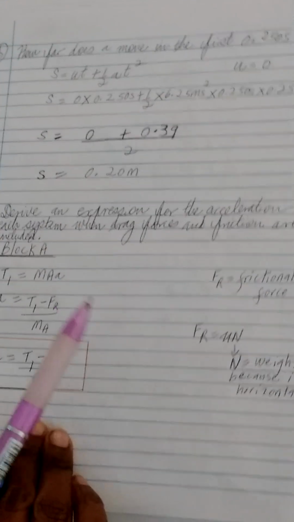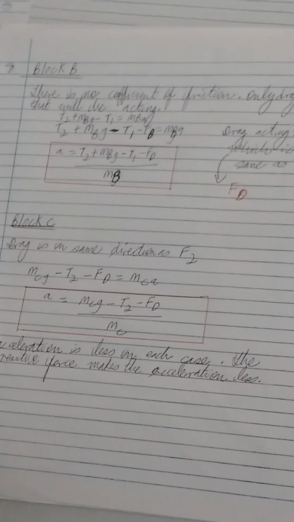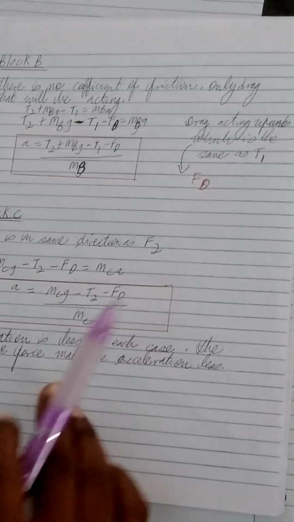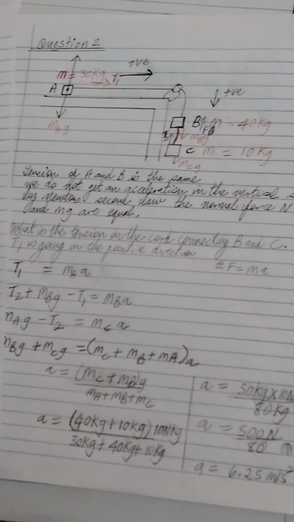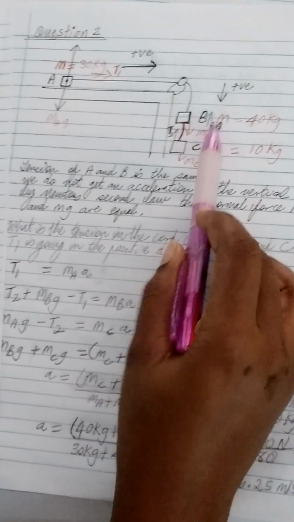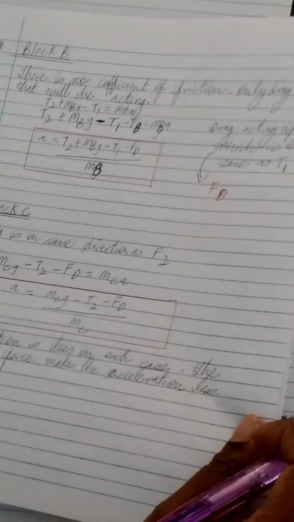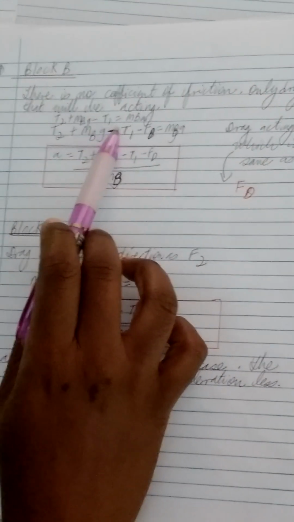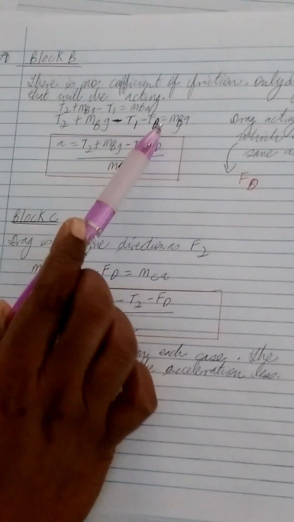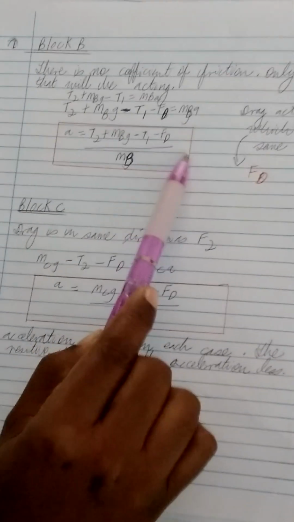Now we're going to continue by looking at block B. For block B, there is no coefficient of friction, only drag that will be acting. Drag is acting upwards, which is the same as T1. If we look back at the diagram here, we have our drag force, and of course we have our T2 right here. So drag is acting upwards, which is the same as T1. Let's look back at the working out now. T2 plus MBG minus T1 is equal to MBA. T2 plus MBG minus T1 minus FD, which is the drag force, is equal to MBA. And our final expression for the acceleration will be T2 plus MBG minus T1 minus FD, divided by MB.